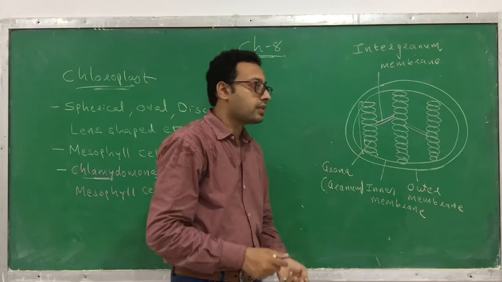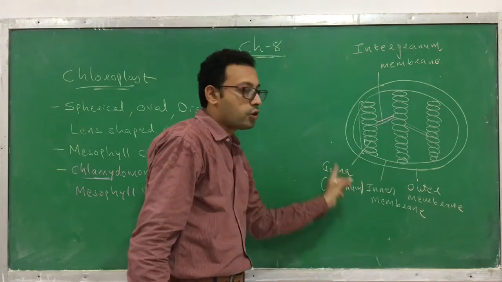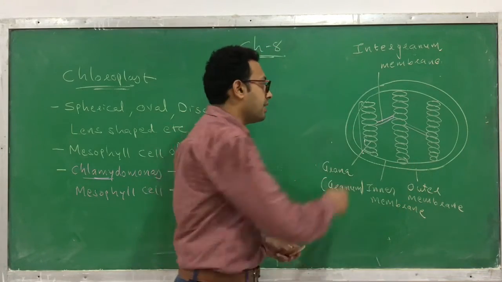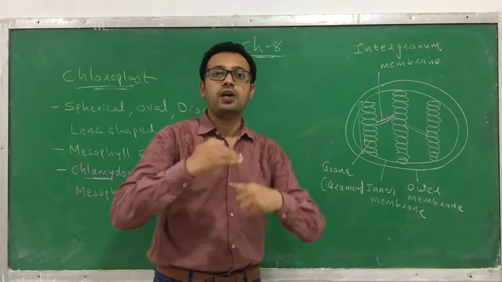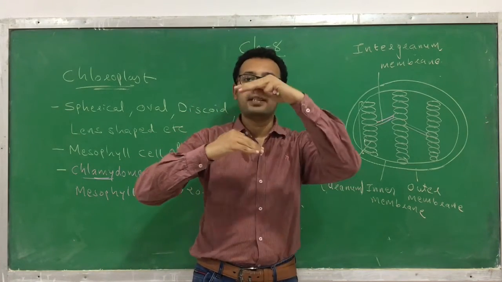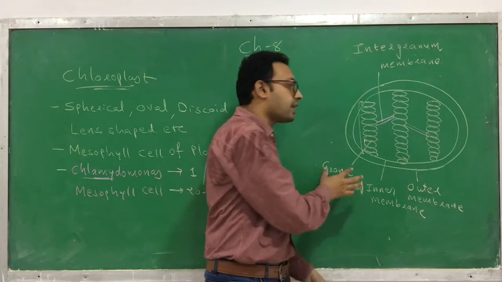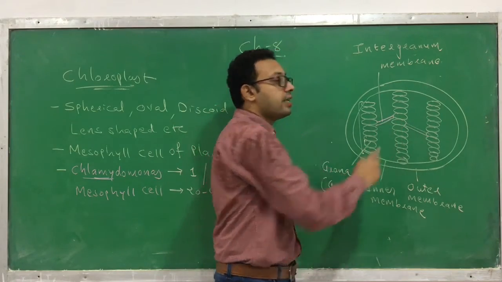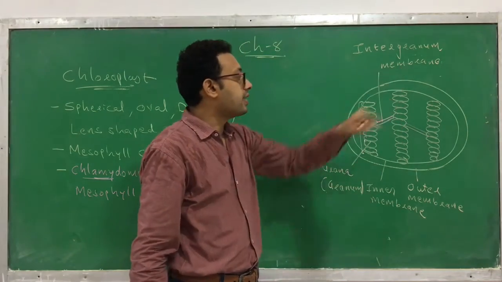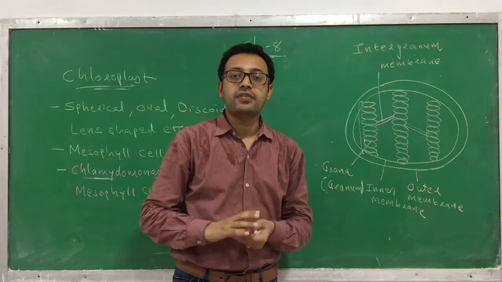I again repeat, what does the chloroplast possess? The outer membrane in chloroplast is continuous, but the inner membrane forms a folded structure. How are they arranged? They are arranged as flat lamellar structures in a stack pipe. This is called grana or granum. And two grana are connected by the intergranum membrane. Clear? So this kind of arrangement is seen.